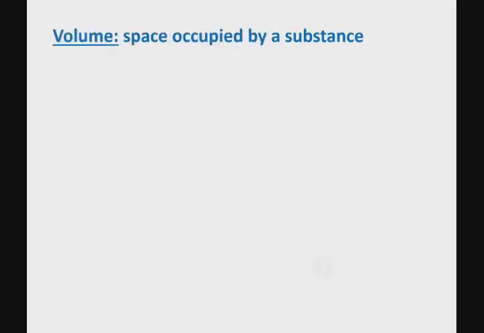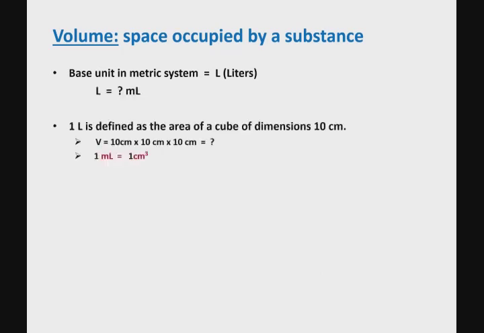We also measure volume, which is the space occupied by a substance, and the base unit for volume in the metric system is liters, and I'm sure you can figure out what is the relationship between liters and milliliters. Yes, you're right. 1 liter equals 1000 milliliters, or you can also say 10 raised to minus 3 liters equals 1 milliliter.